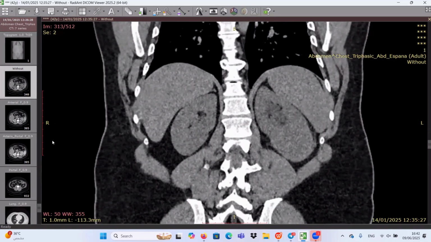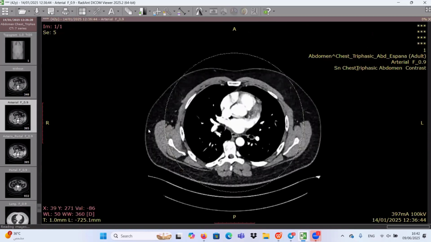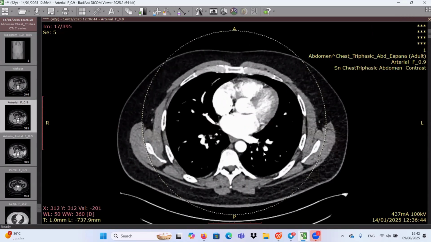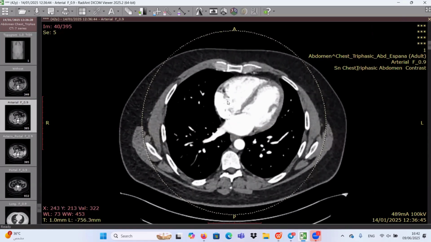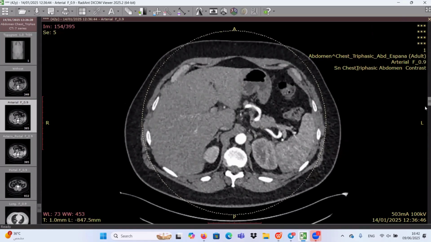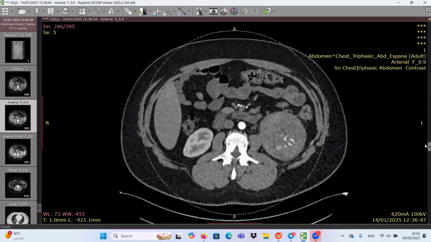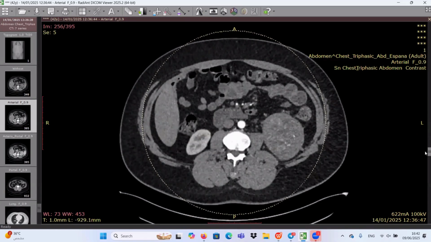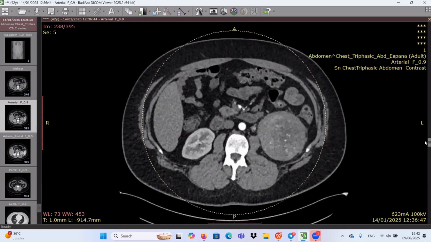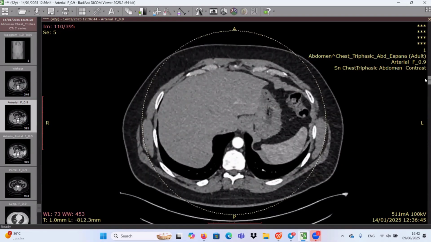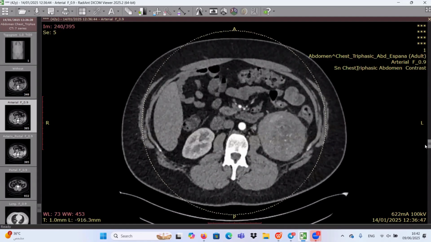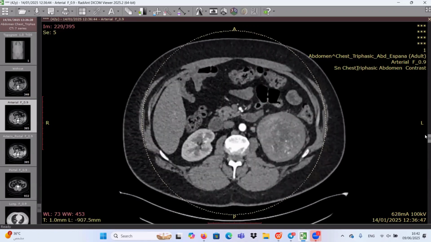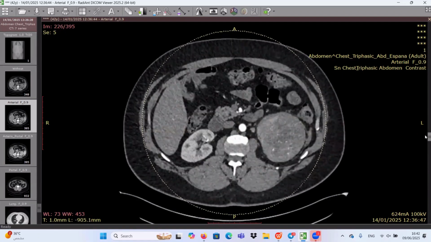I would like to further confirm on the post-contrast study. You have the post-contrast study. This appears to be the arterial phase imaging. So there is a heterogeneously enhancing lesion involving the mid and lower pole of the left kidney, showing internal foci of calcification. There is mild perinephric fat stranding, but there is no involvement of the adjacent organs.